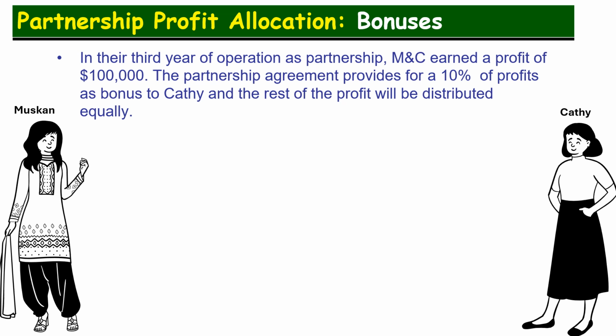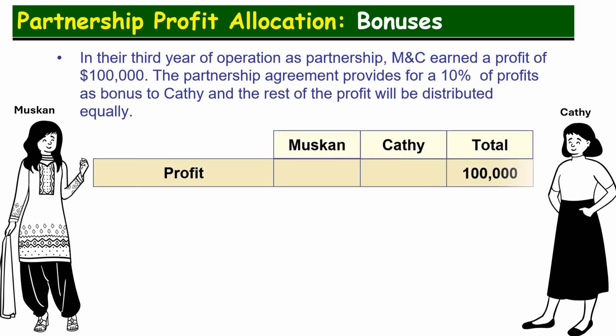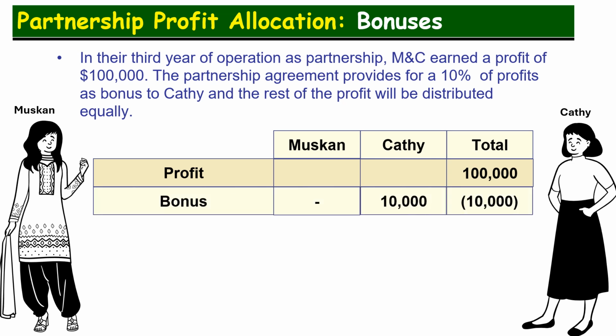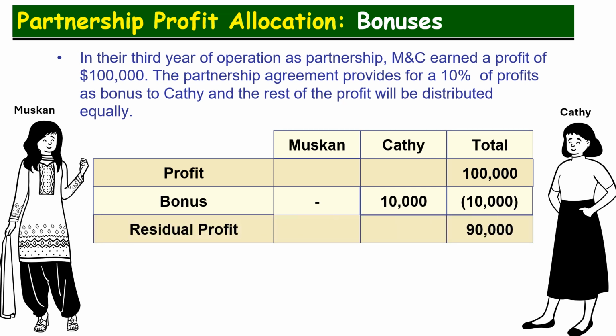So in their third year of operation as a partnership, MNC earned a profit of 100,000. The partnership agreement provides for 10% of profit as bonus to Kathy, and the rest of the profit will be distributed equally. So again, the first step would be to create the profit schedule. So here is the profit amount, 100,000. Remember, according to the question, 10% of this profit will be given to Kathy. So that's $10,000. Deduct that bonus from the total profit, leaving you with a residual profit of 90,000. According to the question, that will be split 50-50.